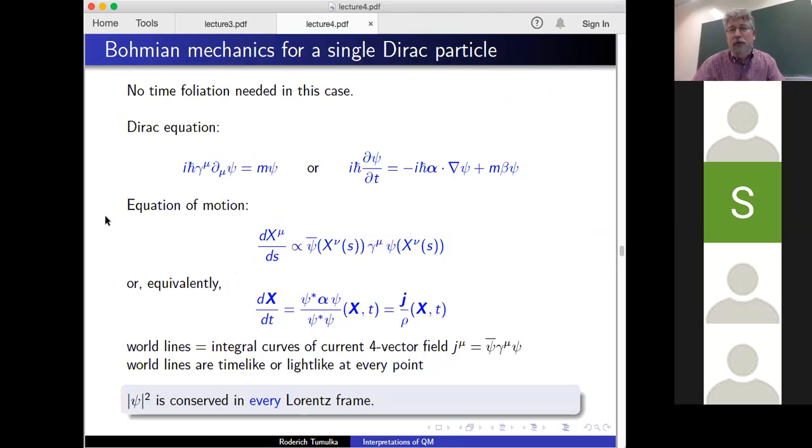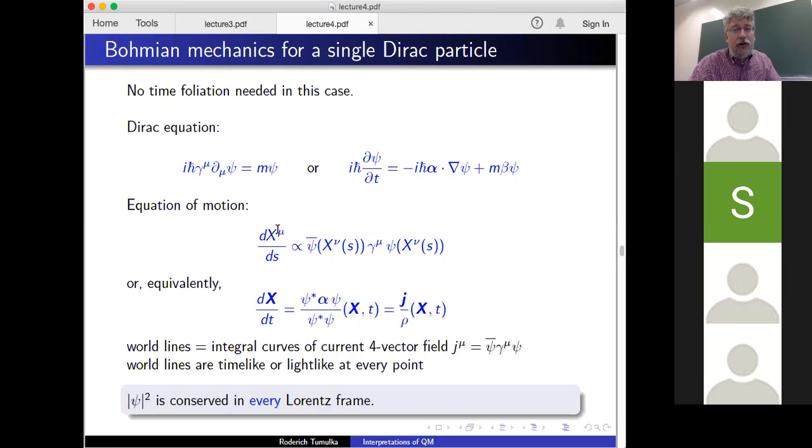So I have a few more things to say about how Bohmian mechanics actually works in relativistic space-time. Let's say for the Dirac equation. Here's the Dirac equation, written in Hamiltonian form. And now the Bohmian equation of motion for a Dirac particle would be this.